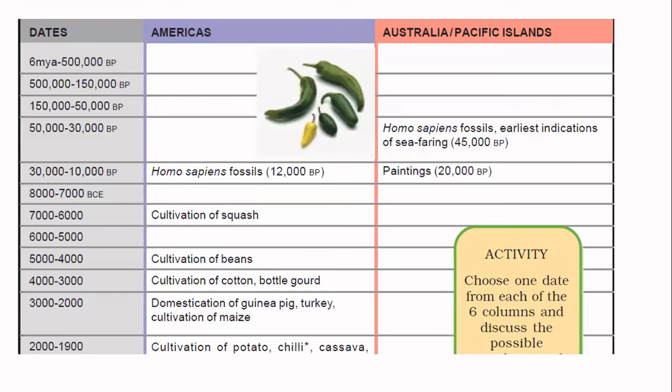Then we have found Homo sapien fossils in America that date back to 30,000 to 10,000 years before present. And we have found paintings in Australia 20,000 years before present. We see lots of cultivation happening in America. 6,000 to 7,000, we have cultivation of squash. 5,000 to 4,000, we have cultivation of beans.